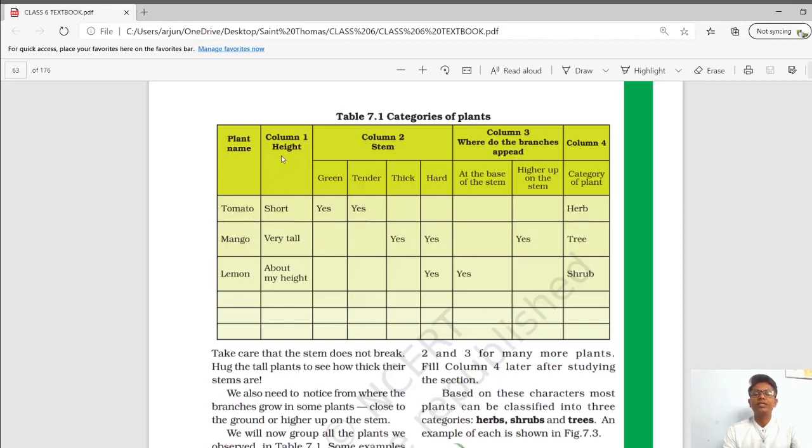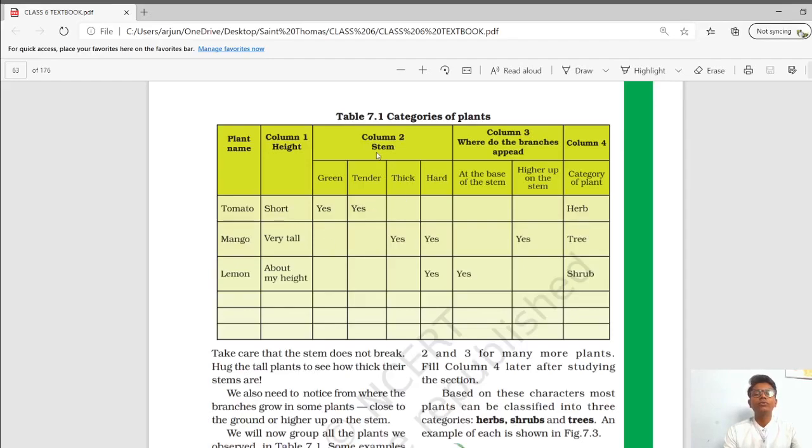So column 1 is about height. What is the height of that plant? It is taller, or it is shorter, or about your height. So the tomato plant is a short plant. So in column 1 you have to write short.